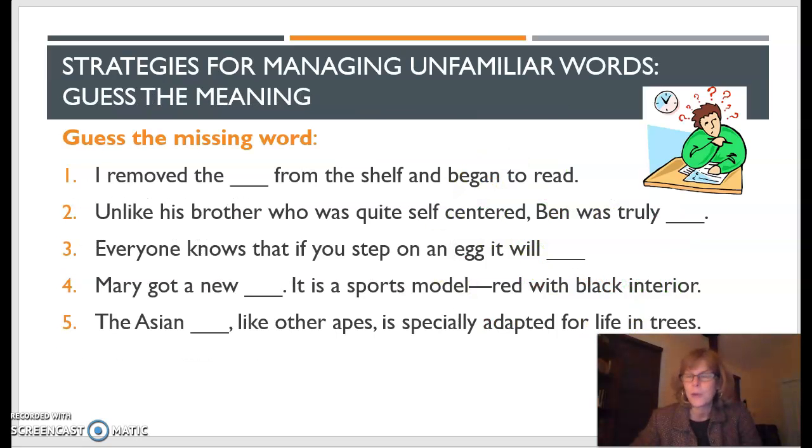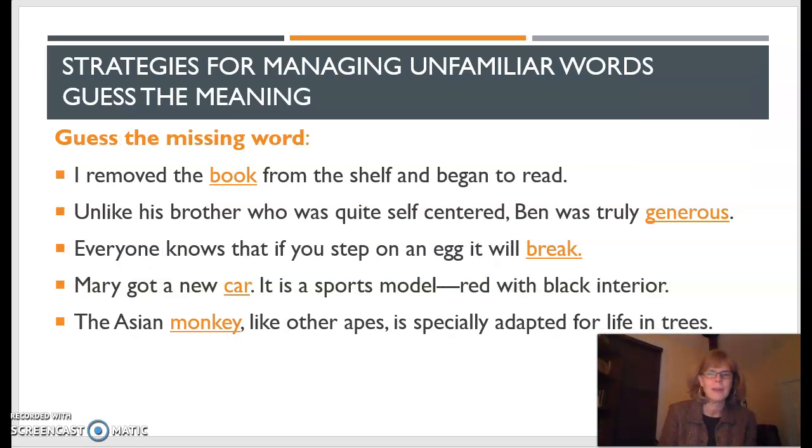Here, let's try a practice. I have some sentences here we can practice together. So take a look at these 5 sentences and just guess what's the missing word based on the context of the sentence. You might want to pause my video here so that you can write down your guesses, and then I'll tell you what most people guess the missing word might be. So when I look at the first one, most people can see that this is something like a book, something I removed from a shelf, something I began to read. That suggests that it's a book or a magazine.